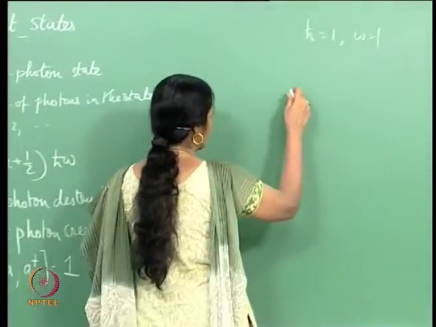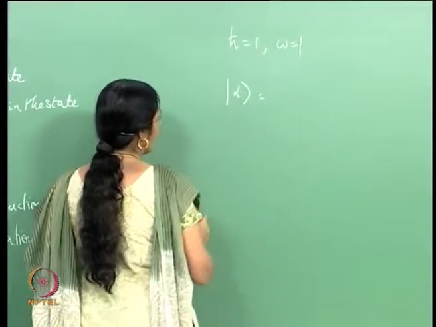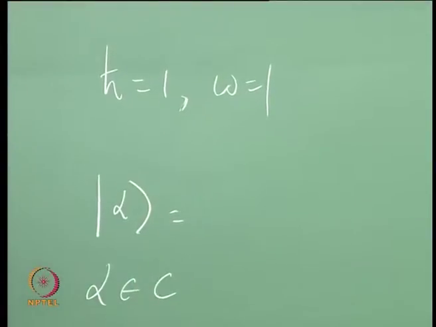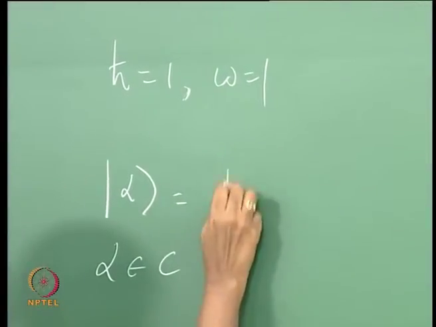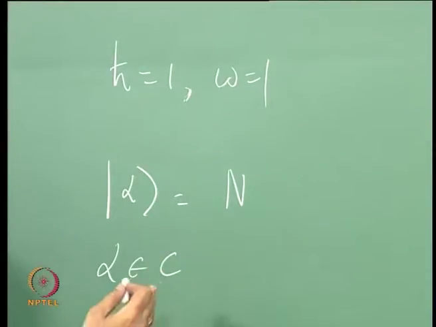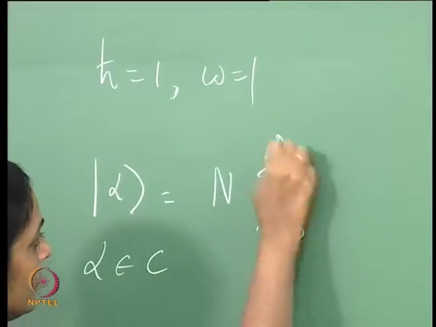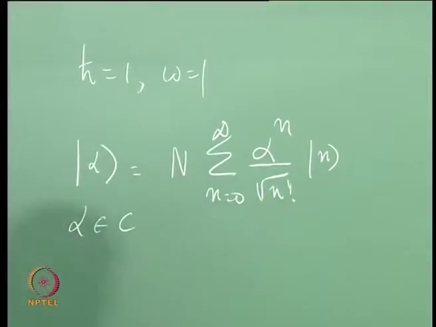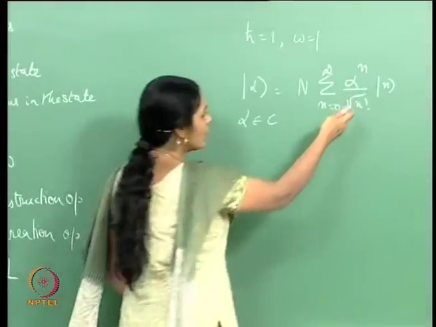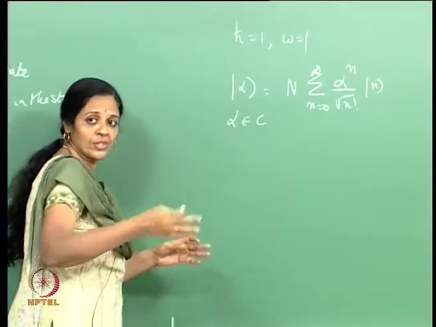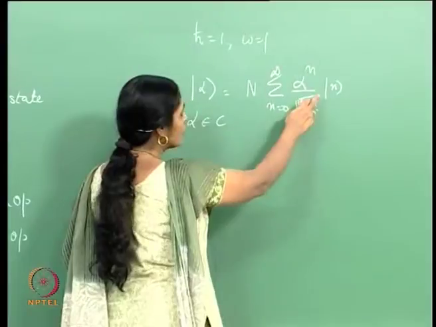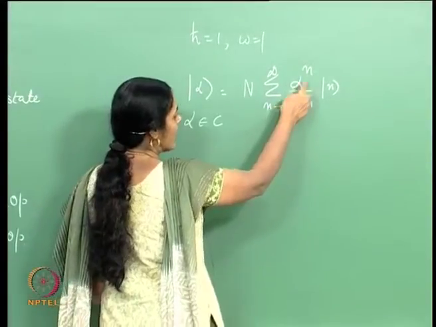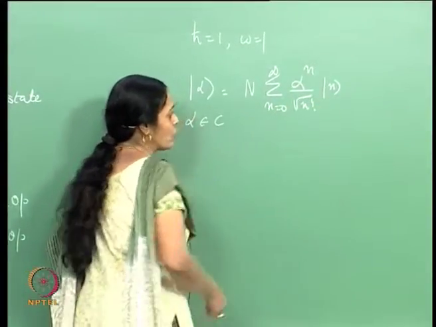Now I consider the superposition ket alpha, where alpha is any complex number, given by some normalization constant N, which we will find out, times the sum over n of alpha to the power n by root n factorial, ket n. So this is an infinite sum. It has the 0 photon state, the 1 photon state, the 2 photon state, and so on. So we have an infinite superposition of photon number states, and the weight is different. It's alpha to the power of n by root n factorial, corresponding to ket n.